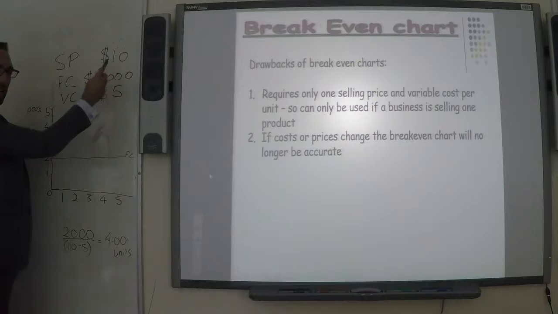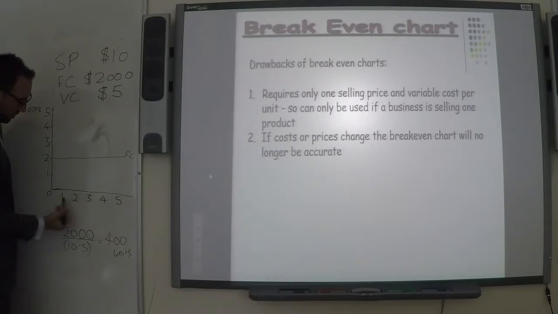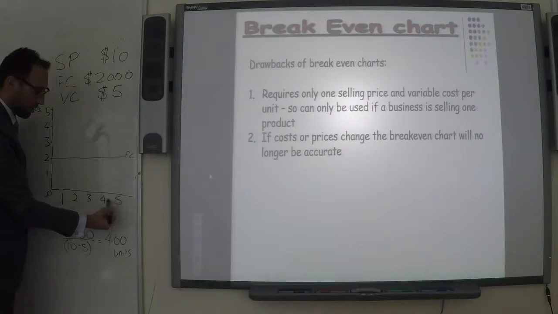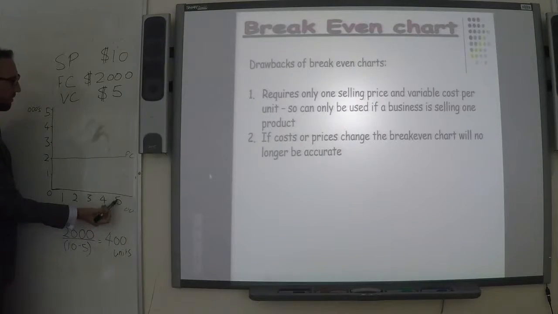So the selling price is 10, so $10 per unit. And what we do is we come to as far along the bottom axis as you can, to the highest output. So the output here goes up to 5 or 500, okay? I should actually have 100 on there. So we do 5 times 10, or 500 times 10, and that would give a total revenue of 5,000.